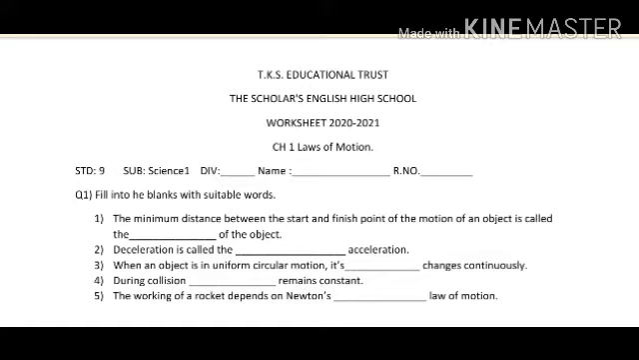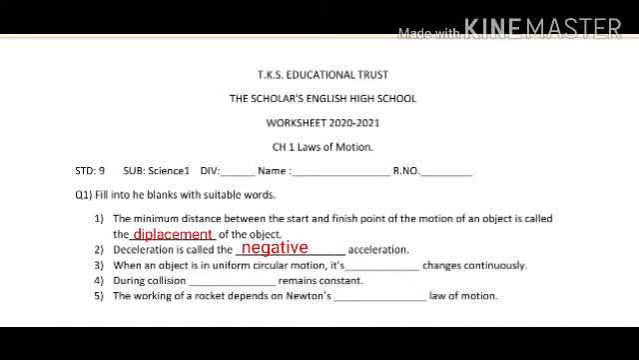So the first one is: the minimum distance between the start and finish point of the motion of an object is called the dash of the object. So the minimum distance is displacement. Next is: deceleration is called dash acceleration. Deceleration is nothing but negative acceleration.